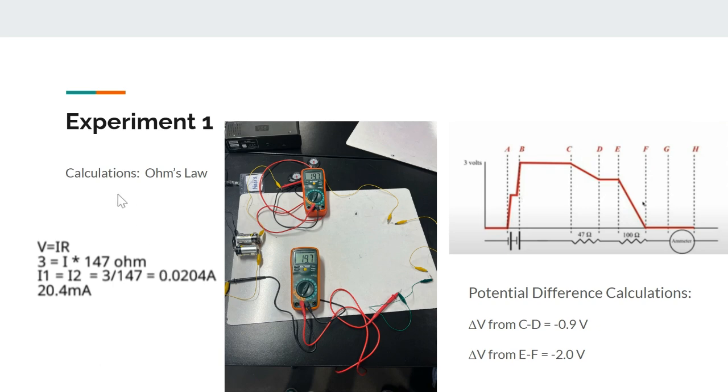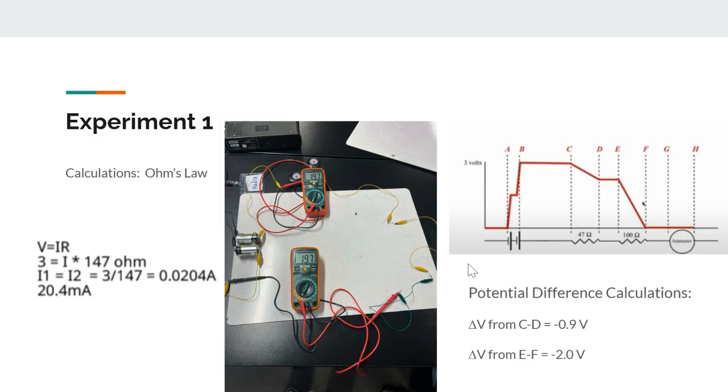In experiment 1, for the calculations, we connected two multimeters to two different resistors and two different 1.5 volt batteries. We calculated this using Ohm's law to find the current, because the voltage equals the current times resistance. Since we had two 1.5 volt batteries in series, it equaled 3 volts, and we had a 47 ohm resistor and a 100 ohm resistor, and you can just add them up since they are in series, and then it equals 147 ohms. So then 3 divided by 147 is 0.0204 amps, or just 20.4 milliamps.